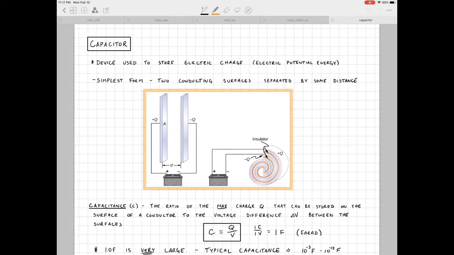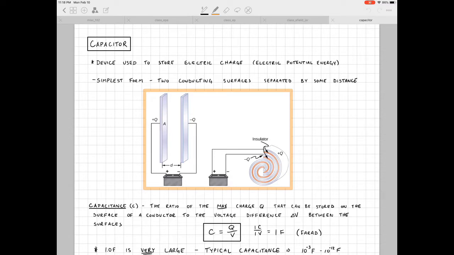Today we are talking about applications of the electric potential and electric potential energy. And that brings us to talking about the capacitor, which is a device that is used to store either charge or electric potential energy. And in its simplest form, a capacitor is two conducting surfaces separated by some distance.